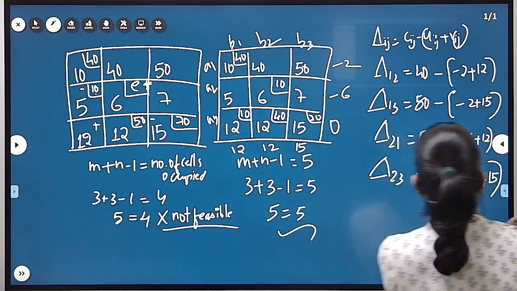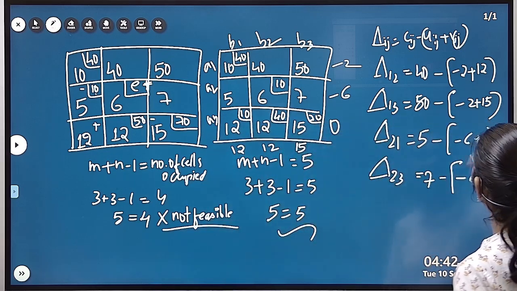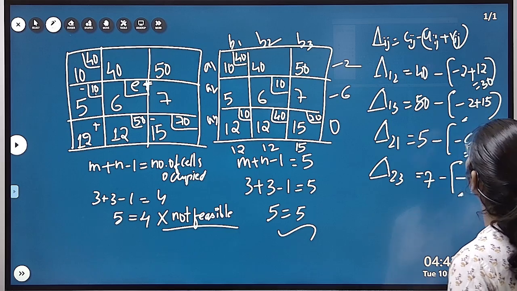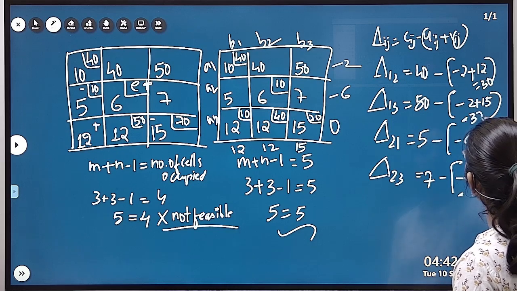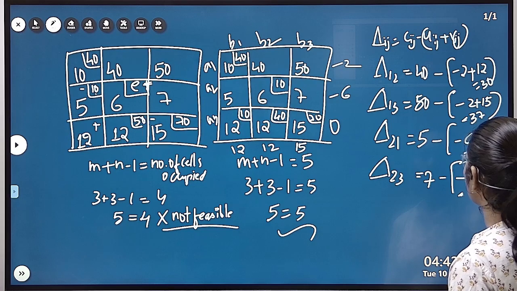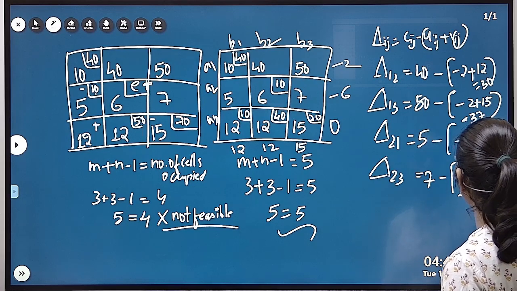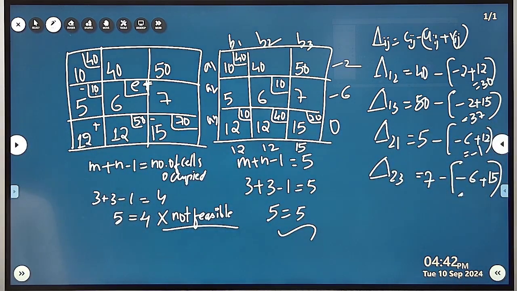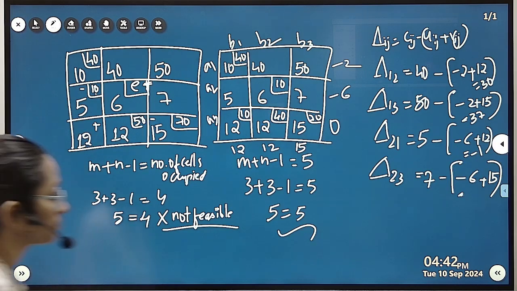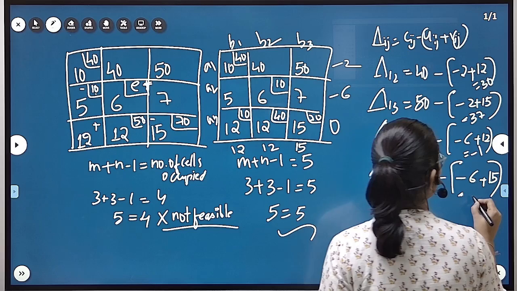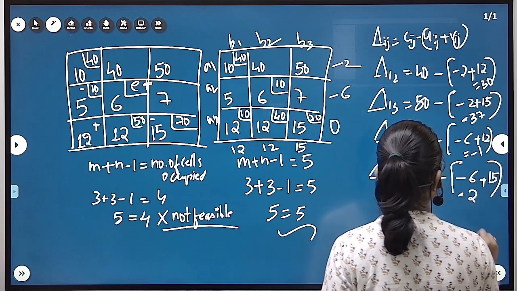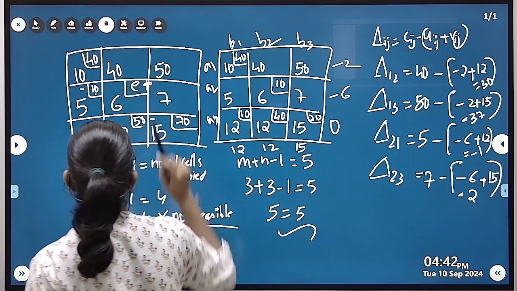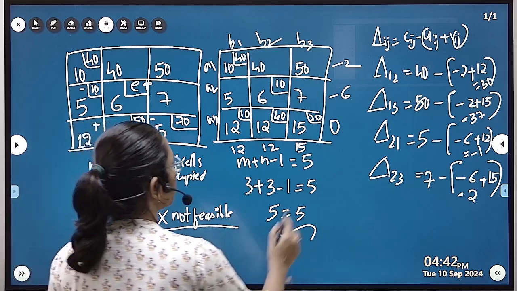First one 30, second one 37, third one -1, -1 and -2, -2. Okay, so now here the values are negative.